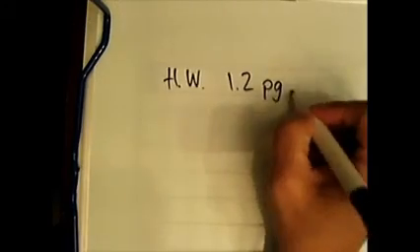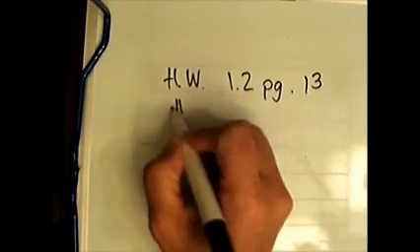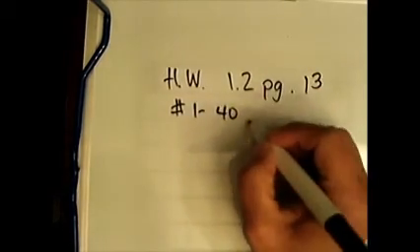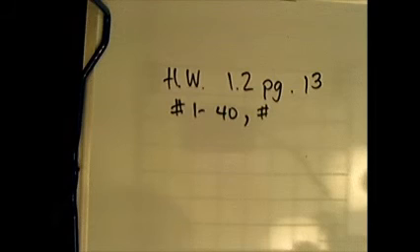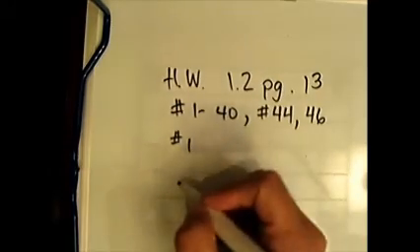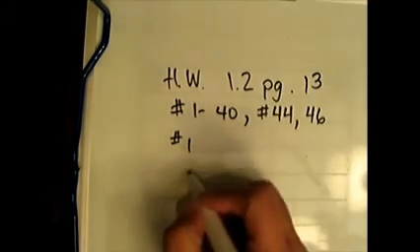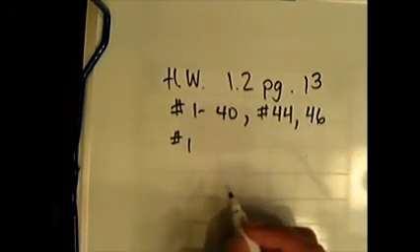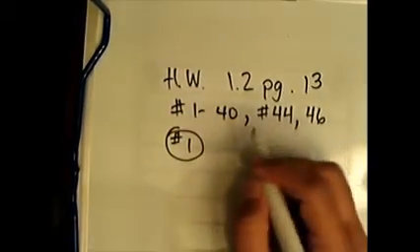Alright, your homework for 1.2 is on page 13. Your homework is going to be number 1 through 40 and number 44 and 46. I will do the even numbers for you, and you can go back and do the odds. So when I do the even numbers, skip a space, do number 2, and I'll do 1, 3, 5, etc. So number 1, let's get started.